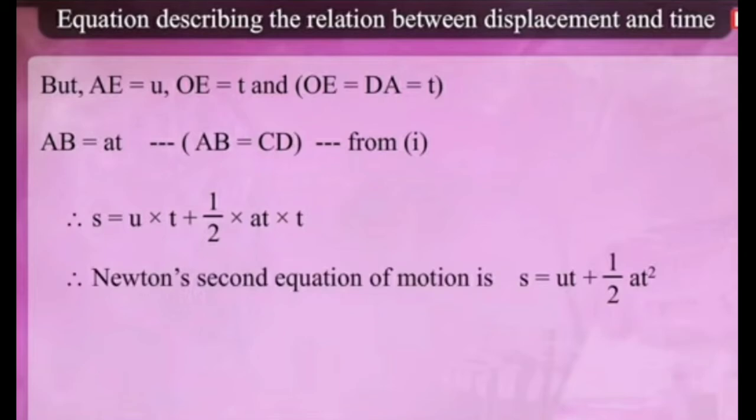From equation 1. So therefore, children, S is equal to U into T plus 1 upon 2 into AT into T. Therefore, Newton's second equation of motion is S is equal to UT plus 1 upon 2 AT square. Now understood how this equation has been derived? Good.